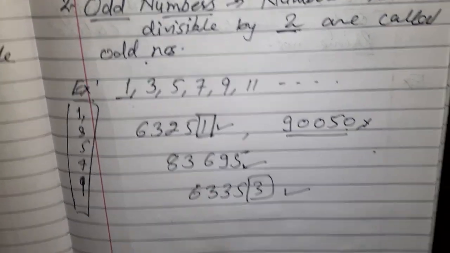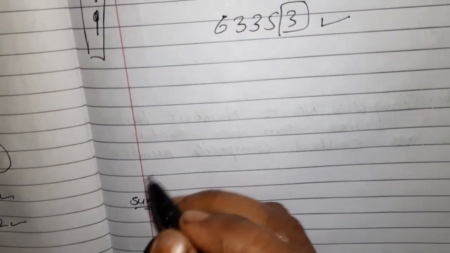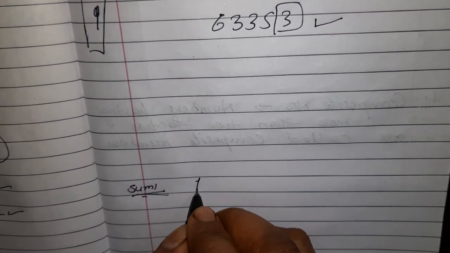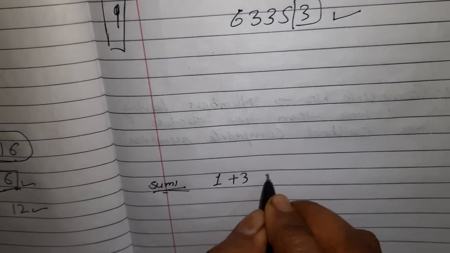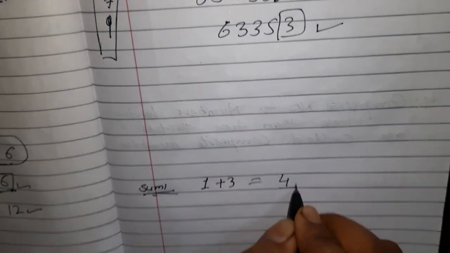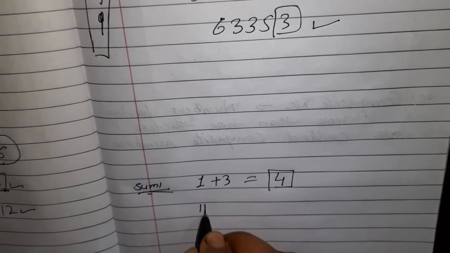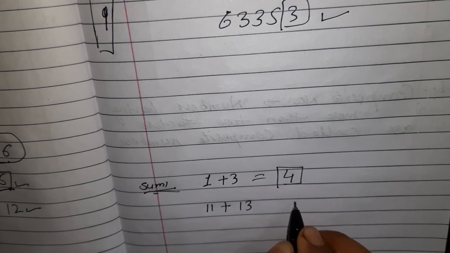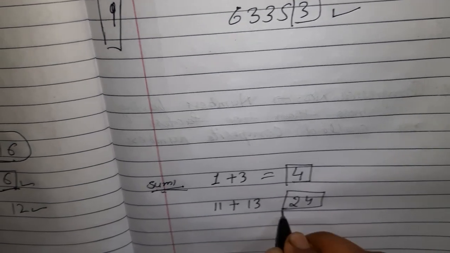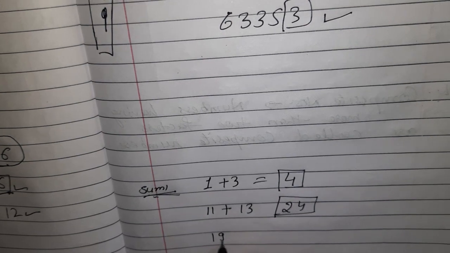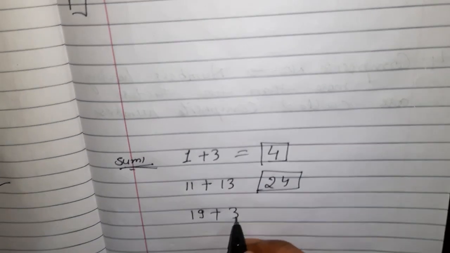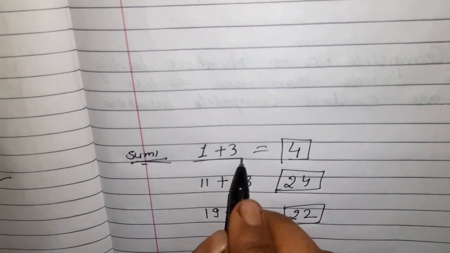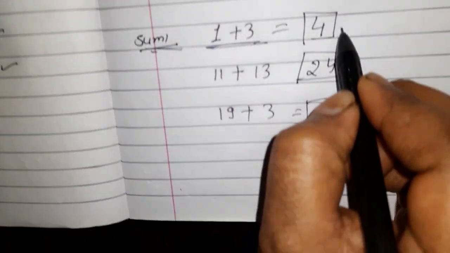Now let us see, when we add two odd numbers, do we get an even number or an odd number? The sum of two odd numbers: suppose I am taking 1 and 3. So 3 plus 1 is 4. This is an even number. Another, 11 and 13, both odd numbers. The addition is 24. This is also an even number. Suppose another, 19 plus 3. 9 plus 3 is 12, carry 1, that is 22. So the sum of two odd numbers is always an even number.